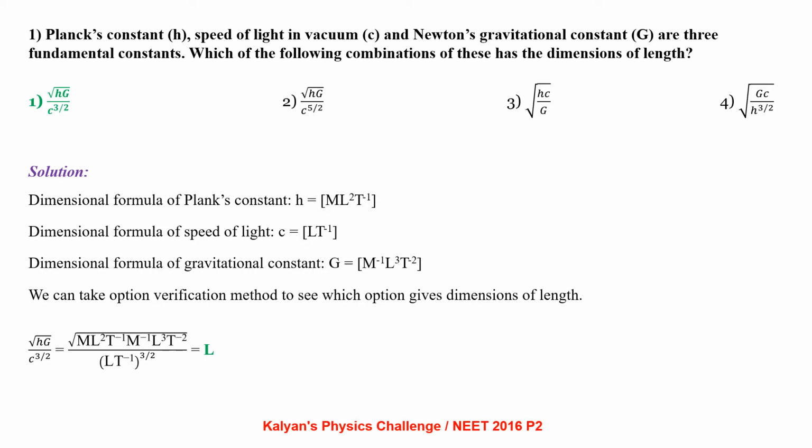Planck's constant is ML²T⁻¹, speed of light is LT⁻¹, universal gravitational constant is M⁻¹L³T⁻². We can go by option verification method or the derivation of the formula. I feel the option verification method is easier and straightforward. You see the first option, it is root of hG by c to the power 3 by 2. When you substitute the given dimensional formulas in that, we will get the final answer to be L, that is the dimensional formula for length.